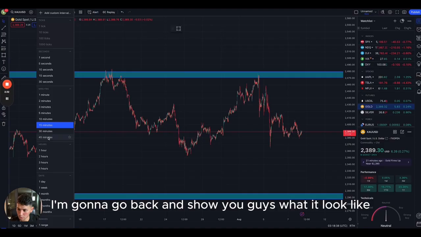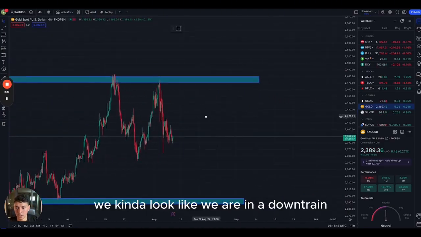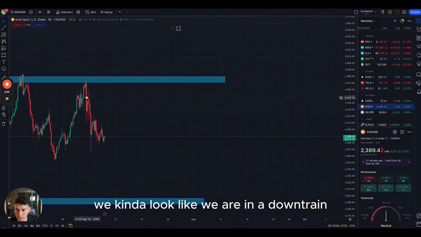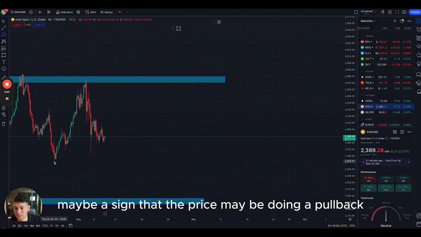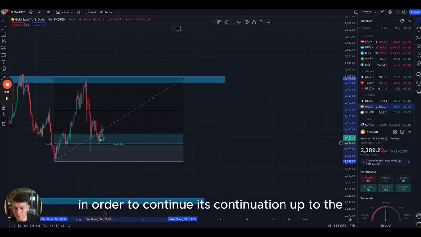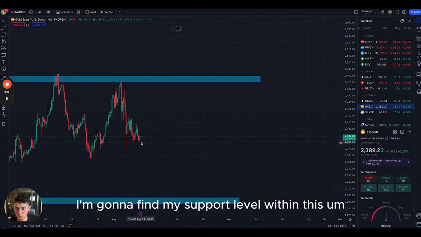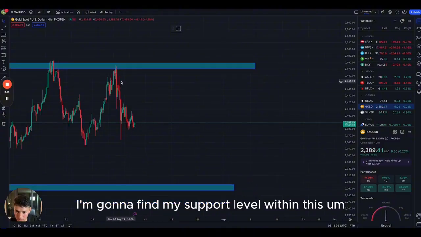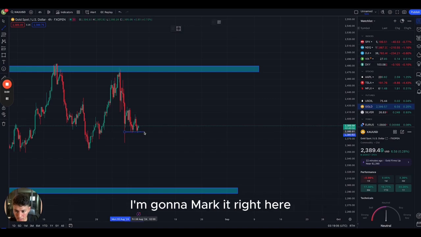So I'm gonna go back and show you guys what it looks like on the 4-hour. As you guys can see, we kind of look like we are in a downtrend in the 4-hour time frame, but it's actually maybe a sign that the price may be doing a pullback in order to continue its continuation up to the upside. So as you guys know, I'm gonna find my support level within this movement, which is going to be right here. I'm gonna mark it right here.